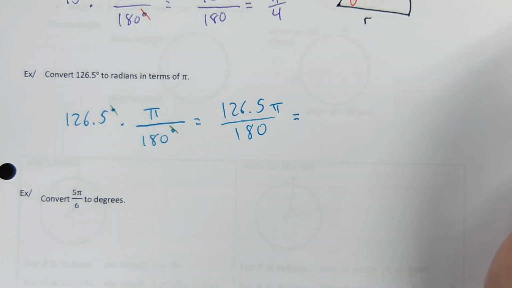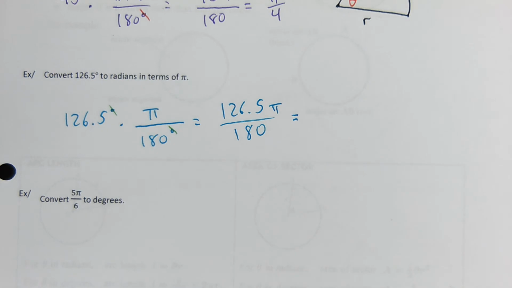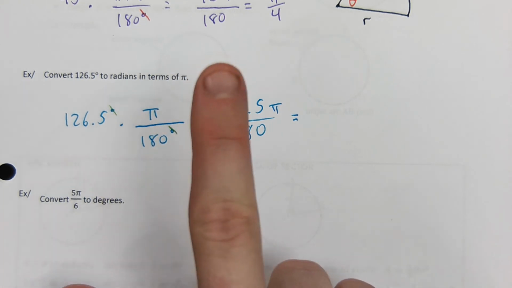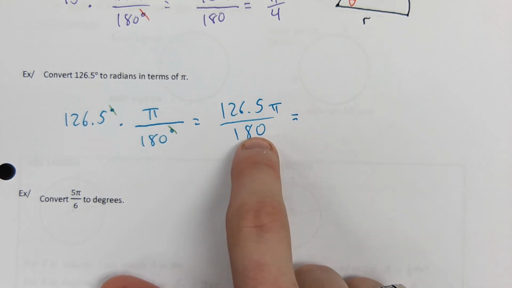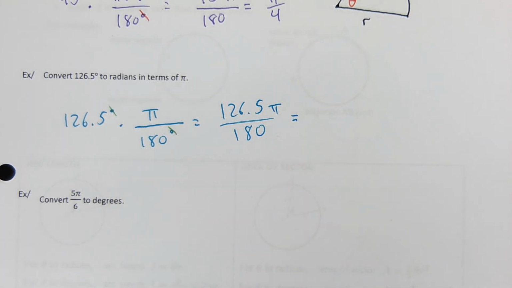I don't remember what that is as a fraction, so I'll be waiting on somebody to tell me. I thought I heard calculators. I guess I didn't. Ooh, it's ugly. It's not pretty. So I'm going to leave it in terms of pi. I could double the top and bottom and get 253 pi over 360. But 253 is not divisible by a whole lot of things that I know of.